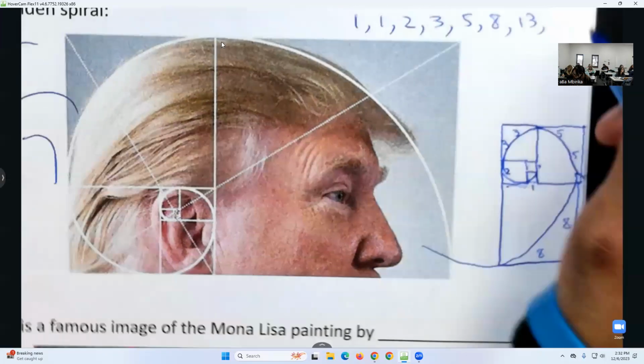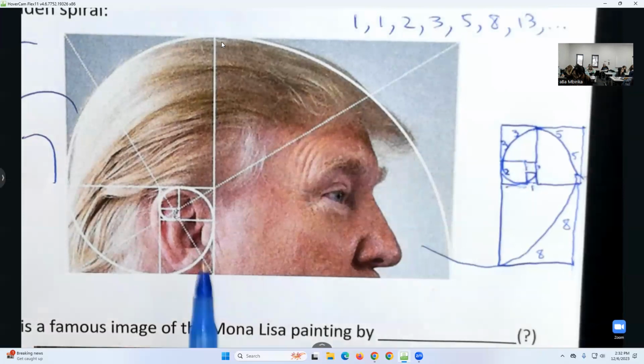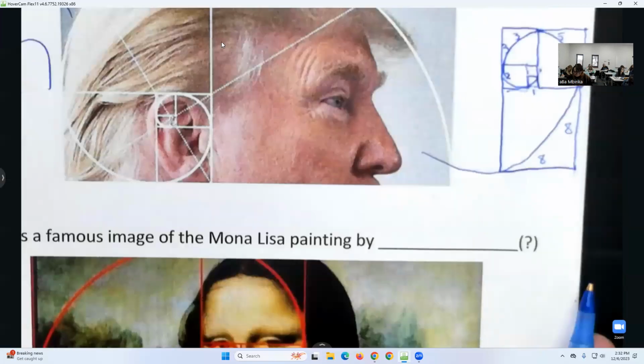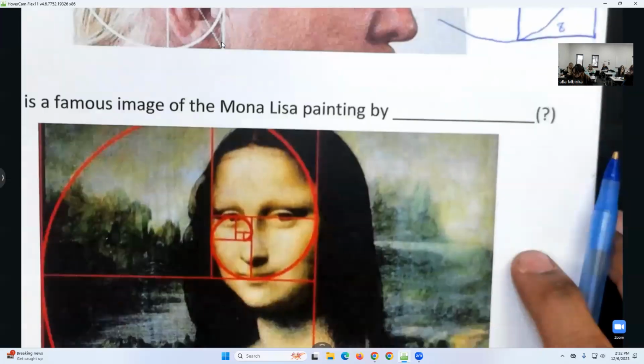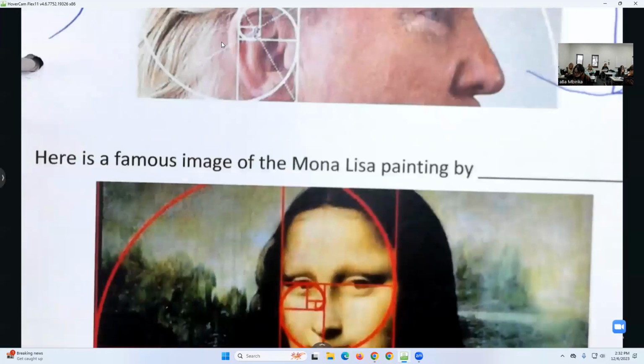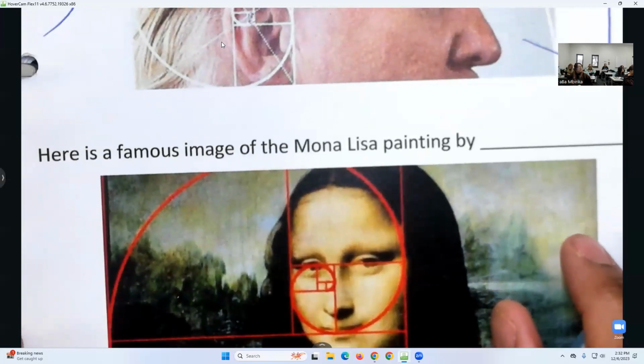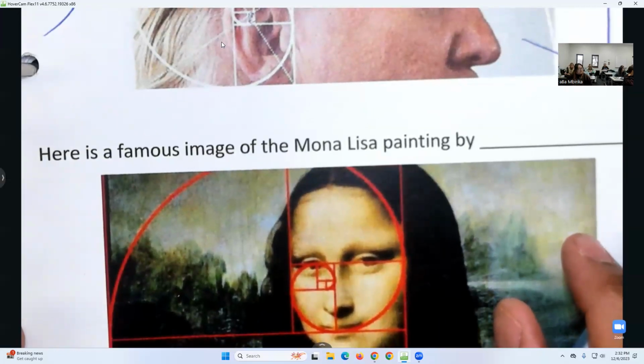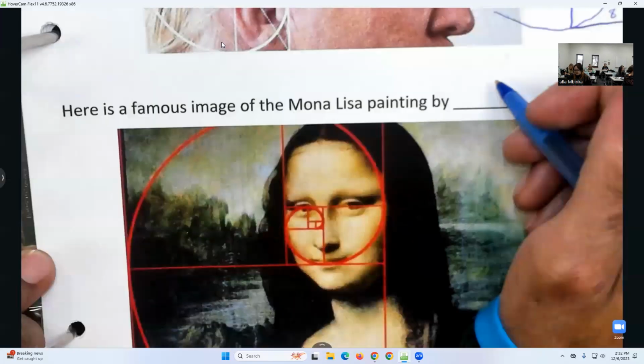I do actually believe I know this face. I've seen it before. I just can't put a name to it. Okay, and here's another Shirley. This Shirley was drawn by who? Huh? Oh, Da Vinci.